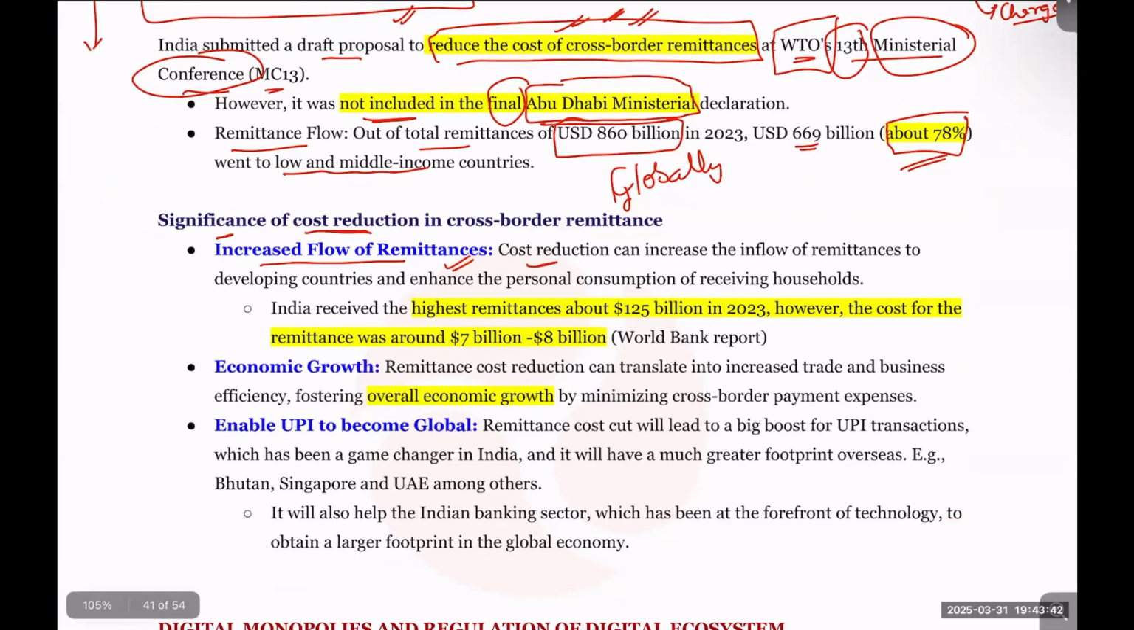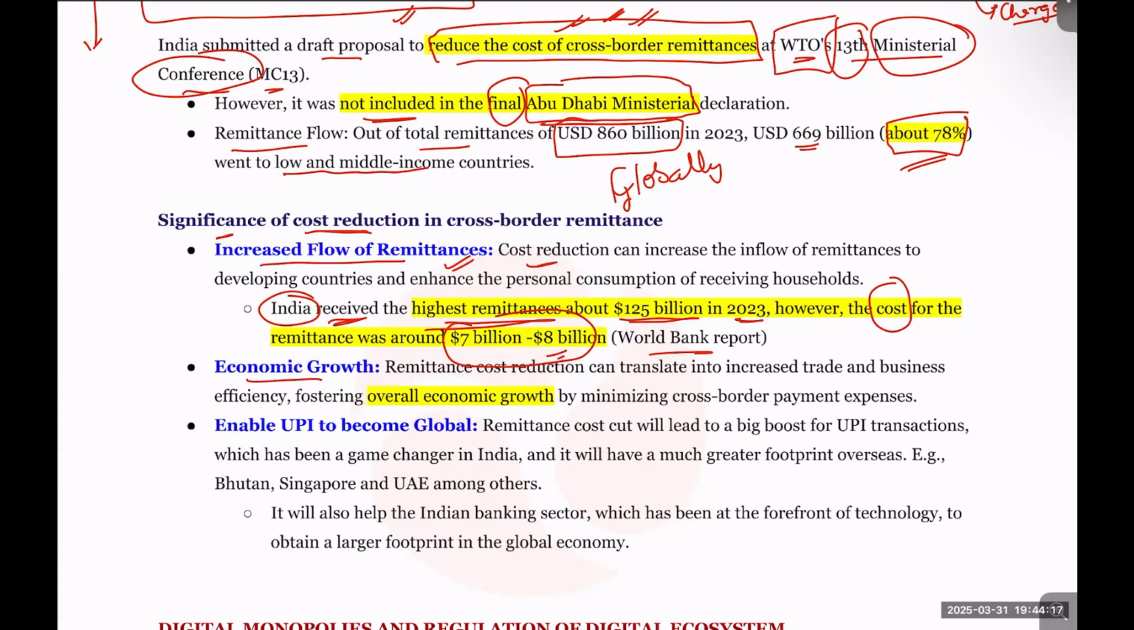Why? Because India received the highest remittances in the global arena, approximately $125 billion in 2023. But it pays a cost of $7 to $8 billion as per the World Bank report. So out of the $125 billion that it received, $7 to $8 billion has been paid as cost. This shows the urgency of the matter. That's why India proposed to reduce the cost of transmissions.